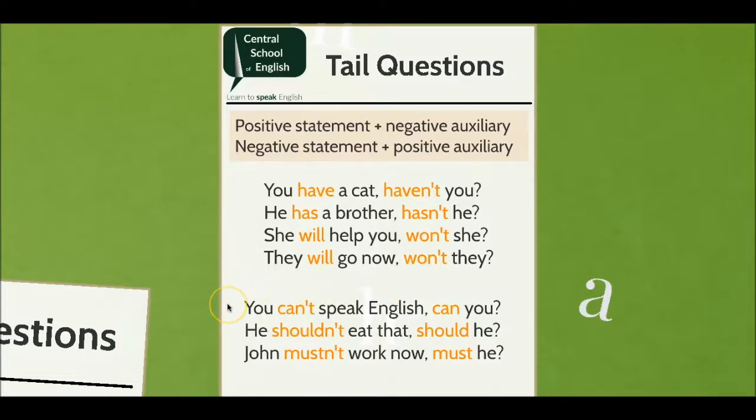"You can't speak English, can you?" "He shouldn't eat that, should he?" "John mustn't work now, must he?" In this group of examples, the statement was negative, so the auxiliary in the tail question was positive.